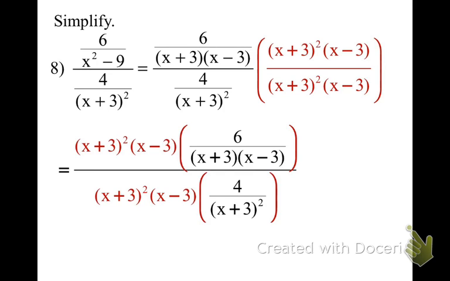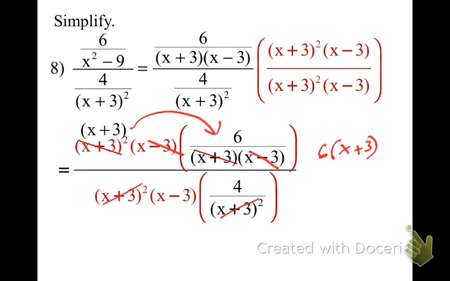In the numerator, when I distribute, I'm only taking out 1 x plus 3. Do you understand? When I'm distributing this, since there's 2 in there, I'm left with 1. Then I can cross cancel these, so I'm left with 6 times x plus 3. Now here, I'm going to distribute, and I'm left with over 4 times x minus 3.